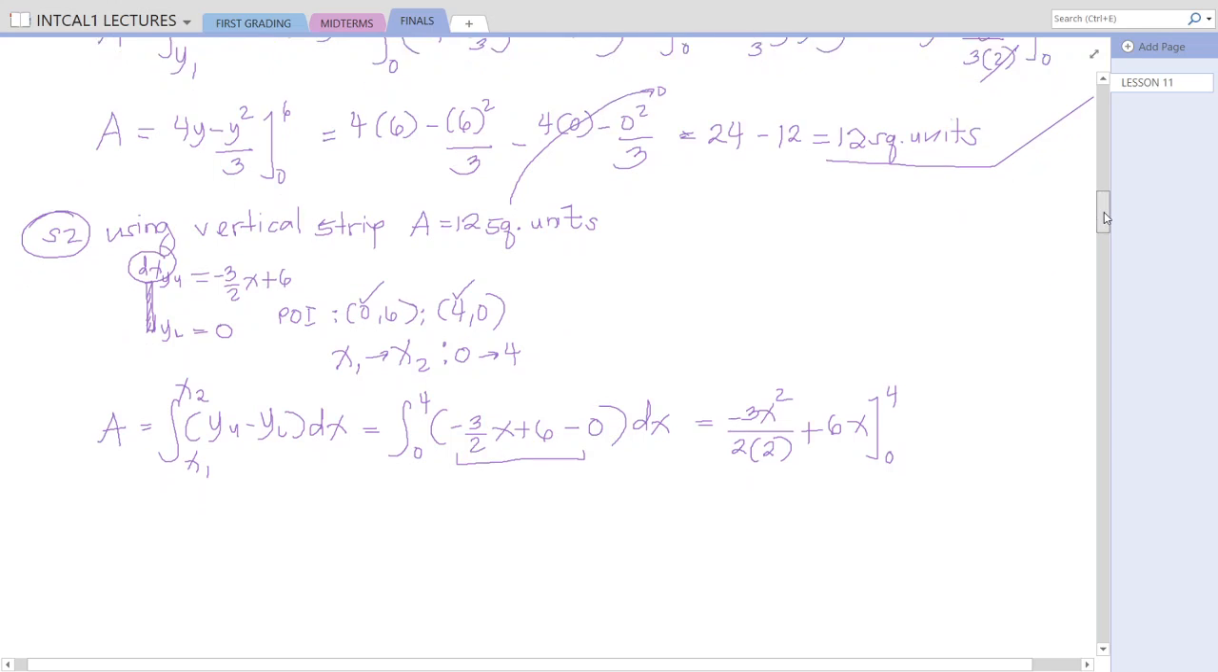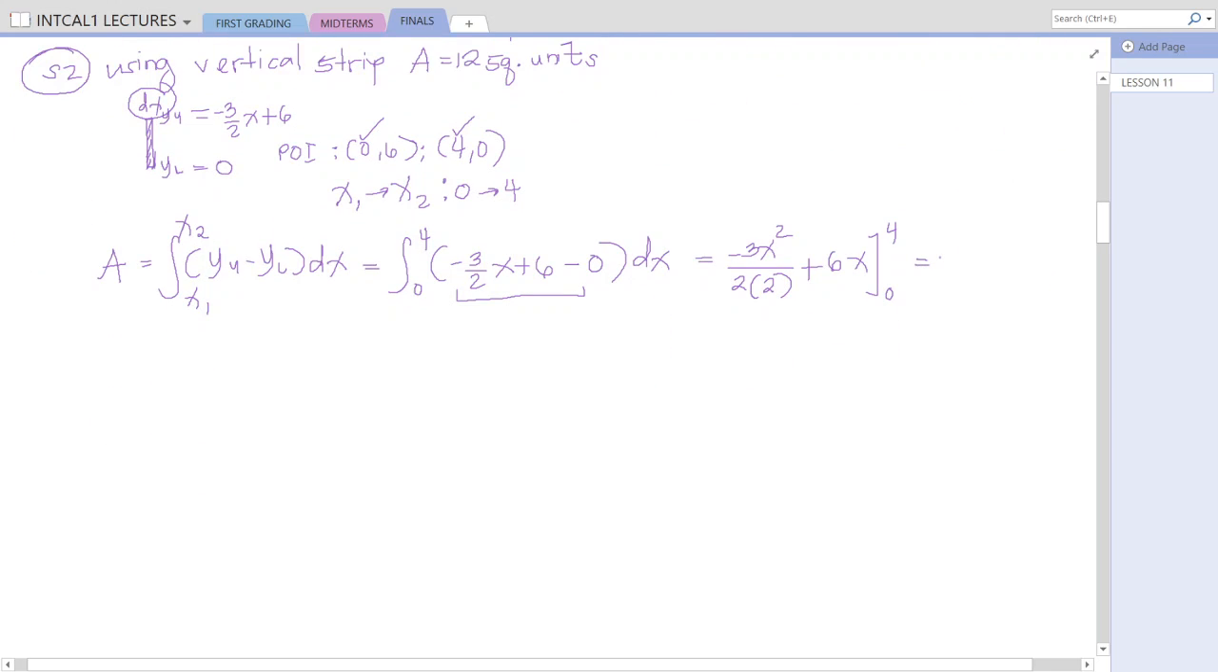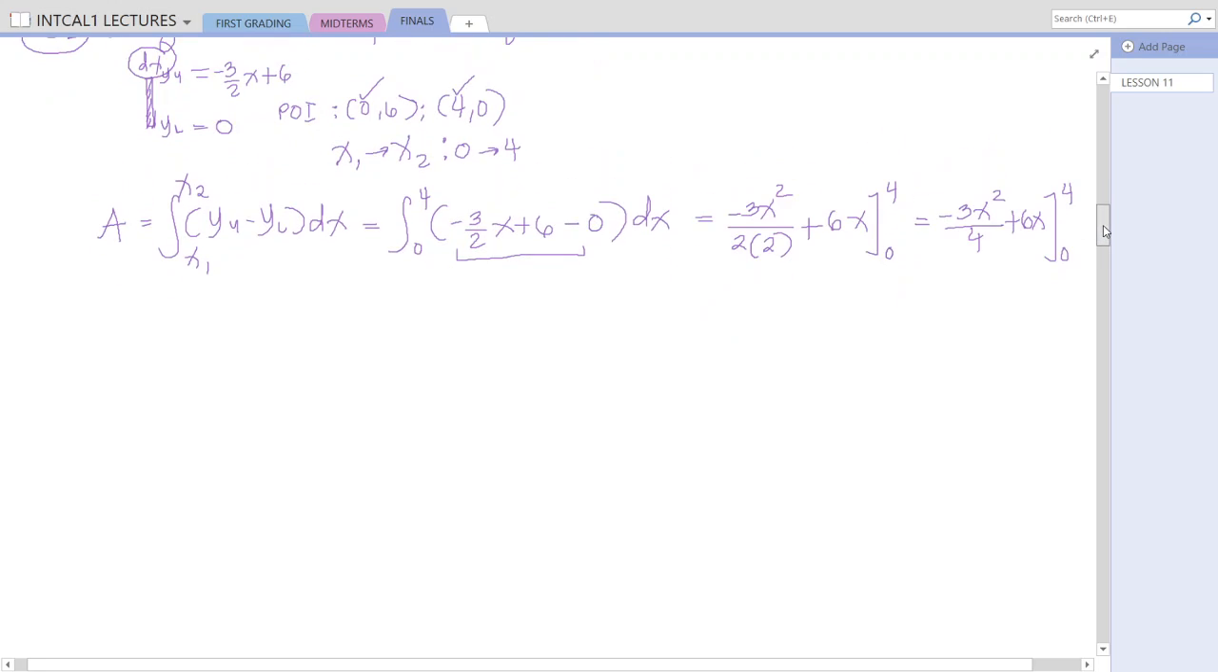Okay, so having this one, that is also equal to negative 3x squared divided by 4 plus 6x, and that is from 0 to 4. Okay, so having that one, that is y upper minus y lower again.